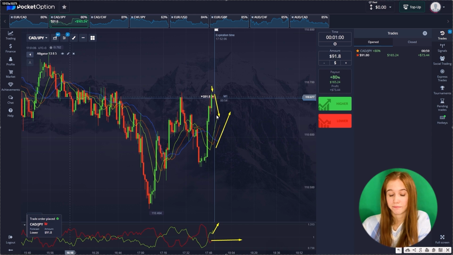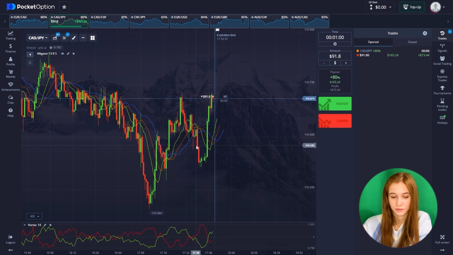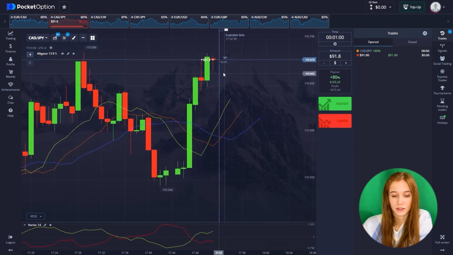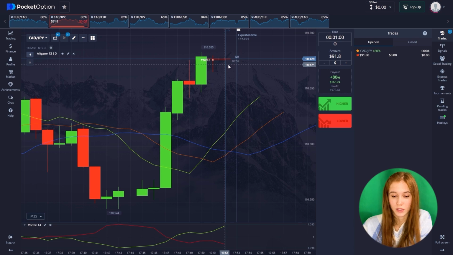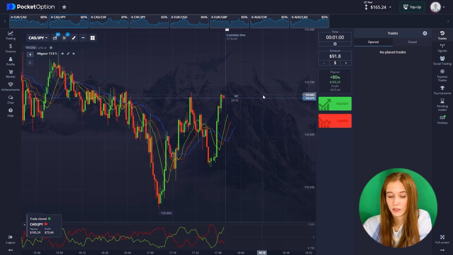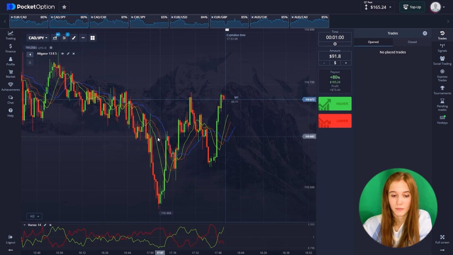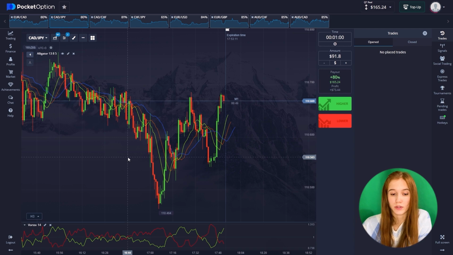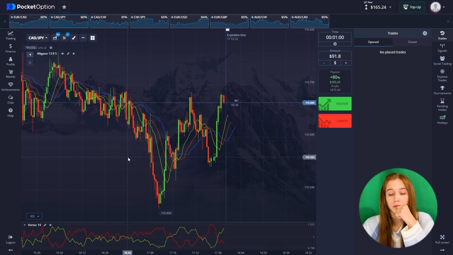So here you clearly see it. Let's see. So 6 seconds left before the end of the deal. Yeah, great. The deal closes in plus. $165 on our balance. Yeah, quite easy. Every trader of ours is successful.